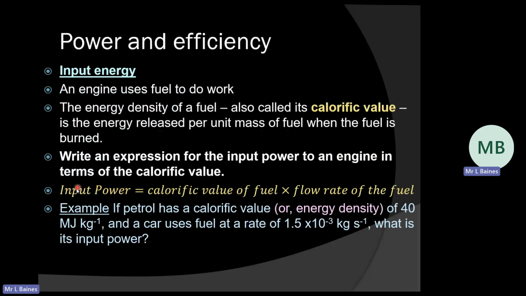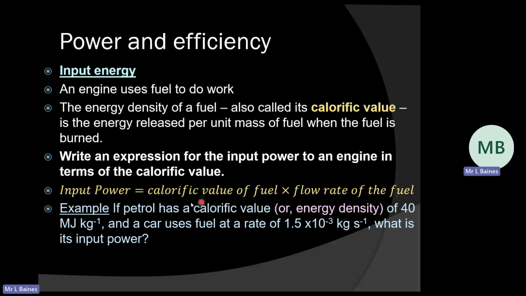So if we are looking for power, which we know is going to end up in a unit of watts, and 1 watt being joules per second, we've got the calorific value of fuel, the energy density of this fuel, which is 40 megajoules per kilogram. So our unit is joules per kilogram, essentially. So that's our calorific value. And as the car uses fuel at a rate of however many kilograms per second, that's my flow rate. Now, when I multiply these together, I'm going to multiply joules per kilogram by kilograms per second. So those kilograms are going to cancel each other out, and I'm going to end up with joules per second, which is going to give me my power rating in watts.